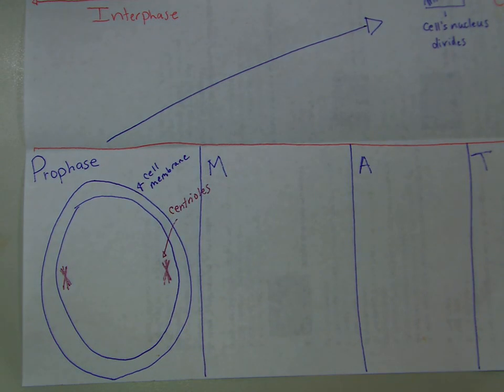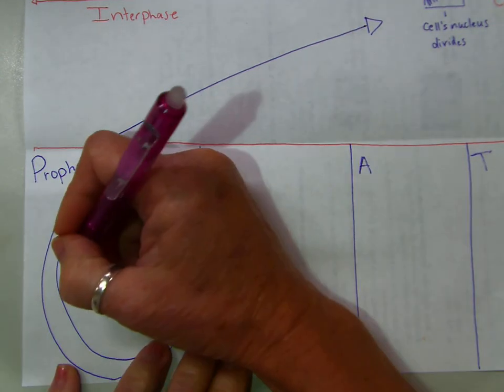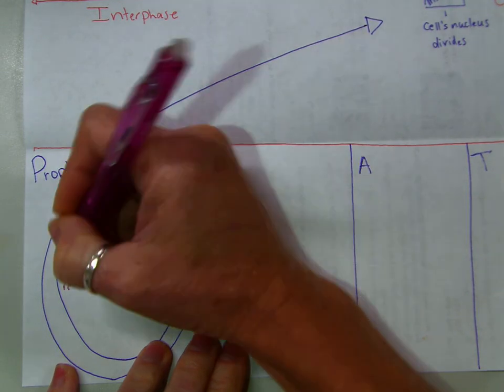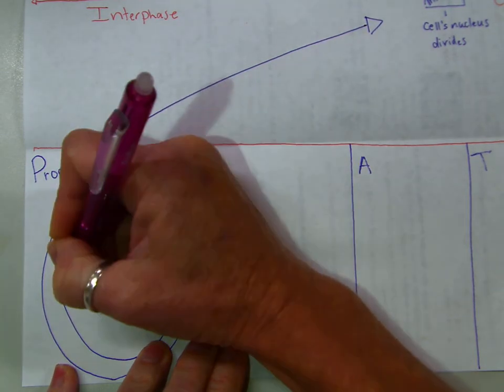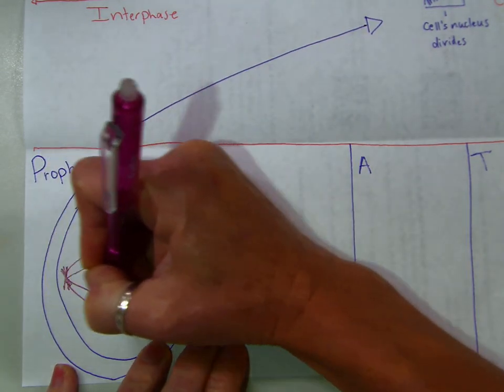The centrioles grow these things called spindle fibers. And in the cell that I'm going to draw, I'm going to say that there's 4 chromosomes. So in order for there to be 4 chromosomes, we're going to draw 4 spindle fibers. All right, so here's 1, 2, 3, and 4.